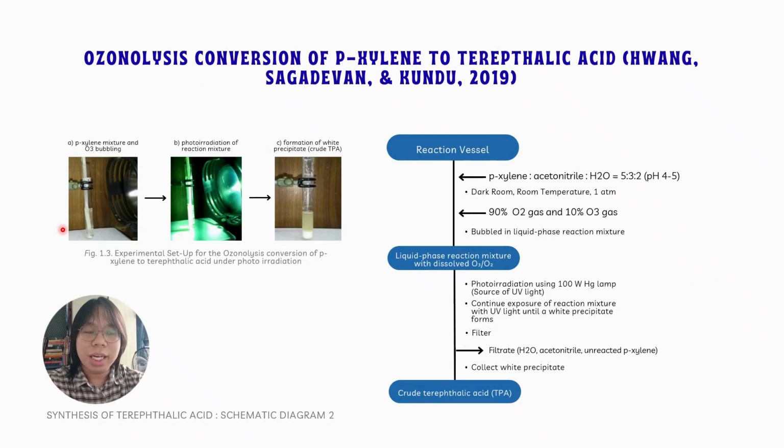In the conversion of p-xylene to terephthalic acid via ozonolysis, a mixture of p-xylene, acetonitrile, and water under basic conditions is placed in a reaction vessel in a dark room at room temperature and 1 atmosphere. The acetonitrile-water co-solvent improves the solubility of otherwise insoluble reaction intermediates. Dilute ozone is then introduced by bubbling it into the mixture. The mixture is then photoirradiated with a 100-watt Hg lamp as the UV source. The ozonolysis proceeds until a white precipitate forms, which is filtered and collected as crude terephthalic acid.